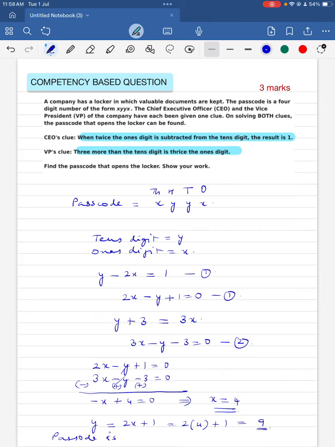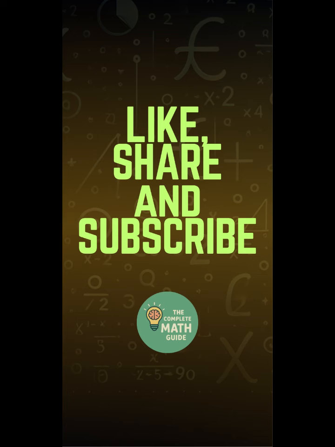it's of the form xyyx, right? And x is 4, y is 9. So 4994.